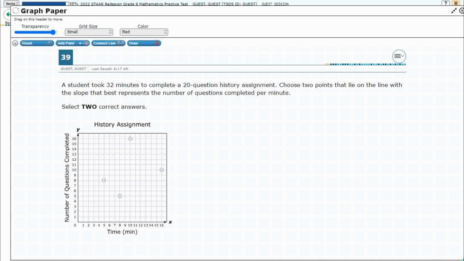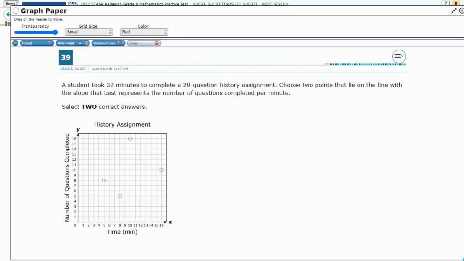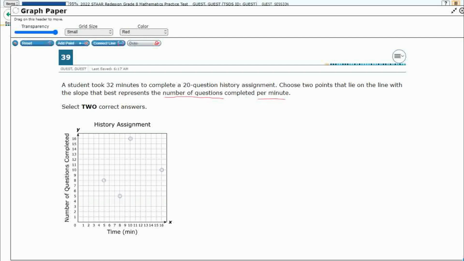Even though we can visually see it on the actual graph, we want the number of questions completed per minute. So, questions per minute. Questions per minute is going to give us this right here. So questions per minute gets us that ratio.